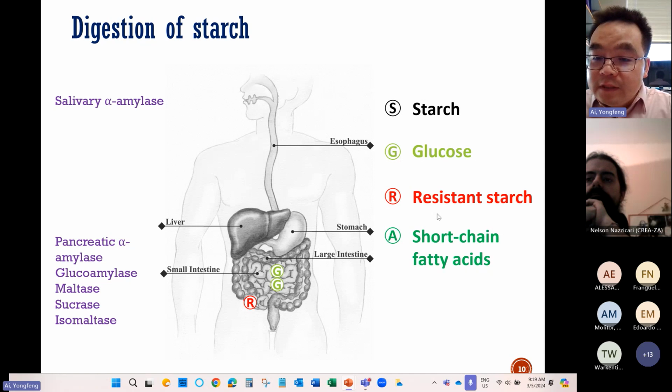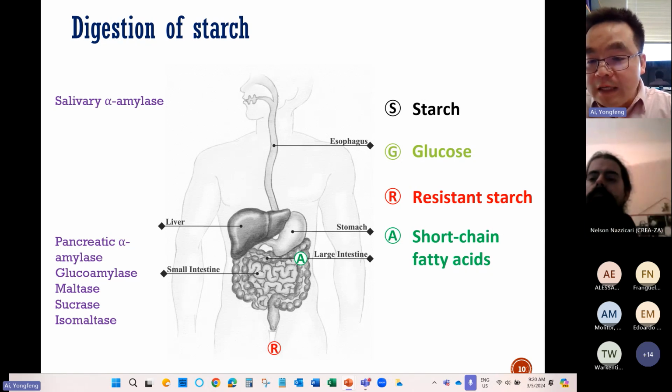But in all the different starchy foods, there's a fraction of the starch that cannot be hydrolyzed even at the end of our small intestine. This fraction of the starch is known as resistant starch. Resistant starch can pass into our large intestine for microbial fermentation, and then short-chain fatty acids will be produced as one of the main products. Short-chain fatty acids, for example, acetic acid, butyric acid, and propionic acid, will provide different health benefits to our colon. So they are usually considered desirable.